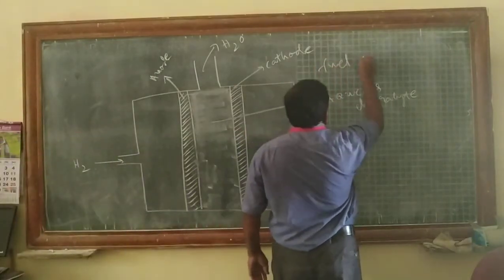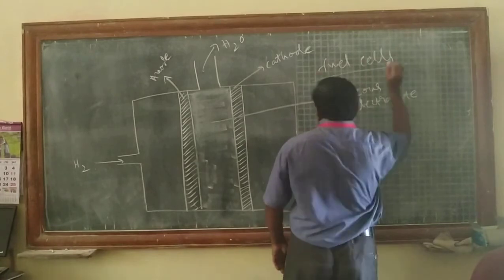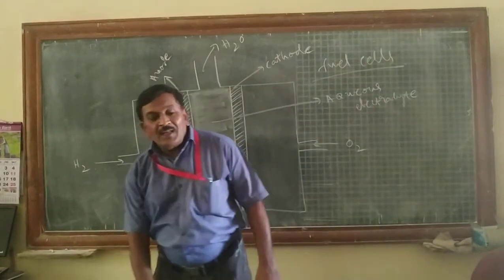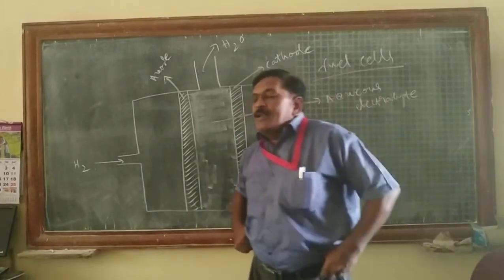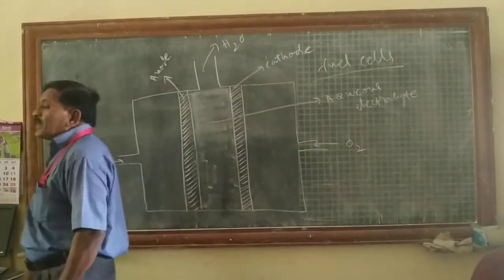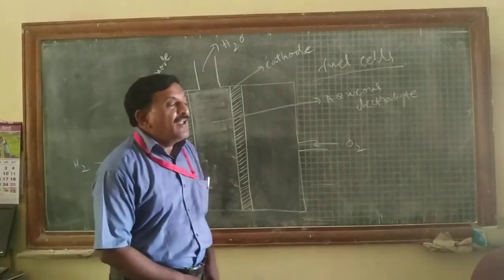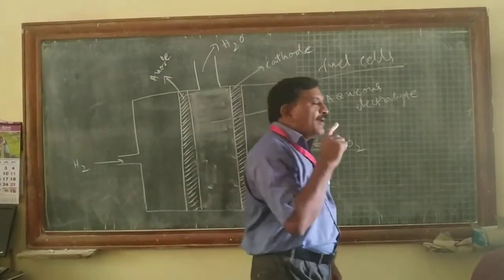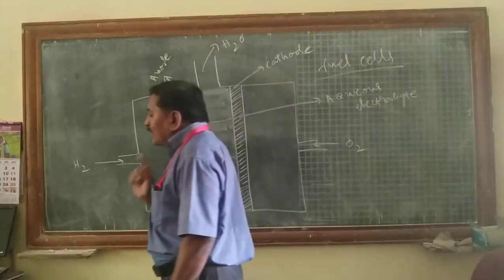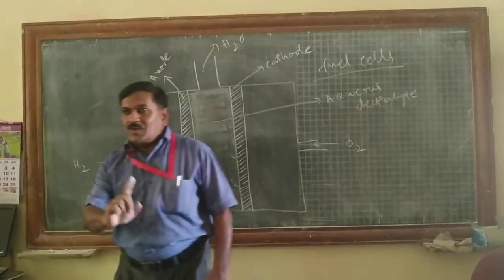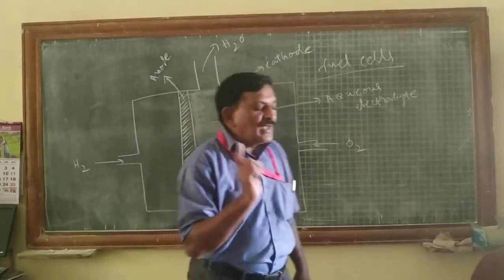In these fuel cells, we can use either hydrogen, or methane, or methanol. These three compounds are used for the manufacture of fuel cells. Either you have to burn the hydrogen, or you have to burn the methane, or you have to burn the methyl alcohol, to get the energy from the fuel cells.